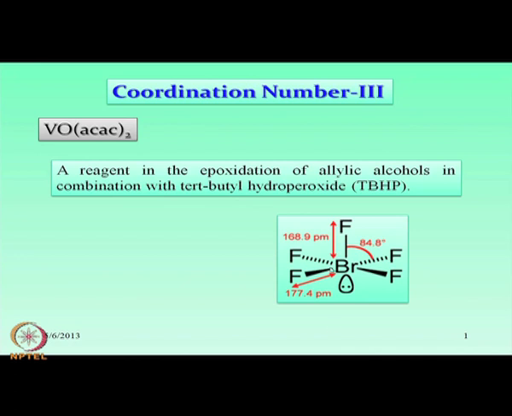Similarly, just now what we were discussing, that if instead of this vanadium center we have the corresponding bromine as the central part, and we have the corresponding interhalogen type of compound, BrF5, this will also have a similar geometry.